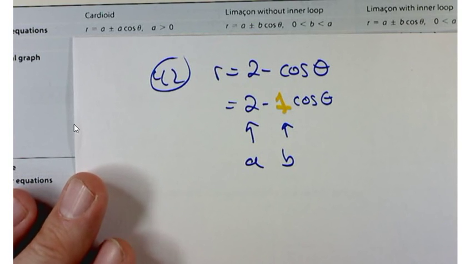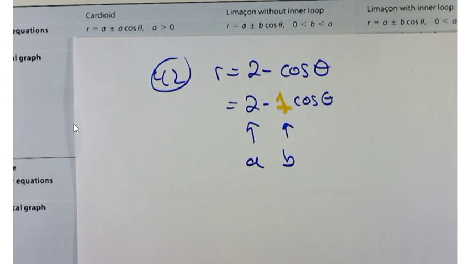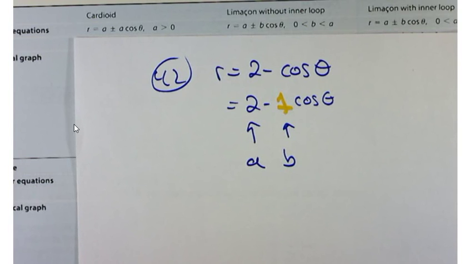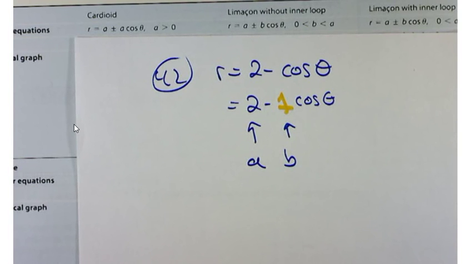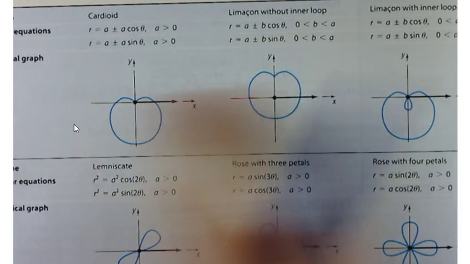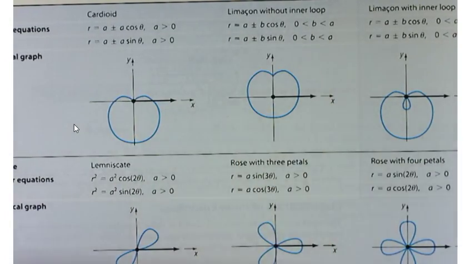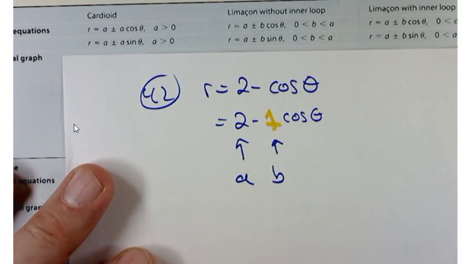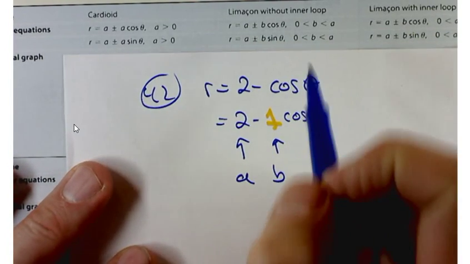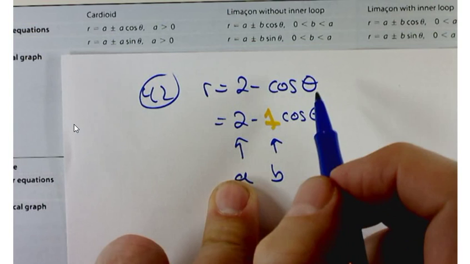It is different than the handout. This is in the book. The handout didn't have this one on it. I'm sorry, I have to get you another one. But on an exam, I'll get you exactly what you need and nothing more. So this is a limaçon without an inner loop.